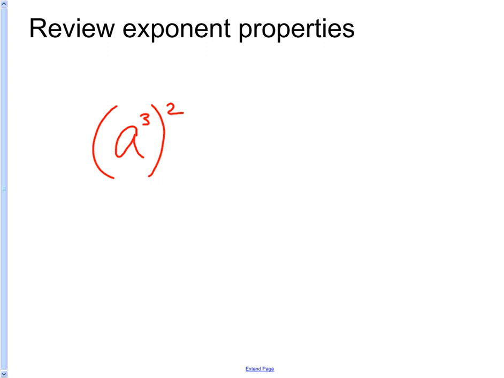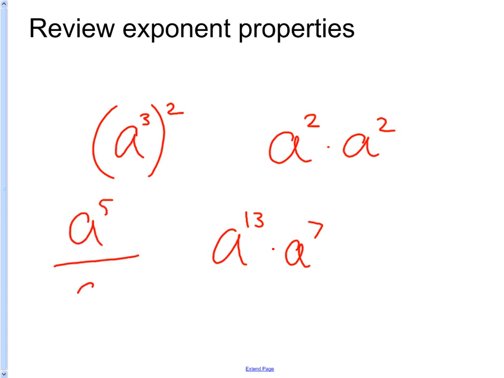Good. Okay, what if I had a to the second times a to the second? What would that be? All right. What if it was a to the 13th times a to the 7th? What would that be? All right. What if it was a to the 5th over a to the 8th? Be careful.